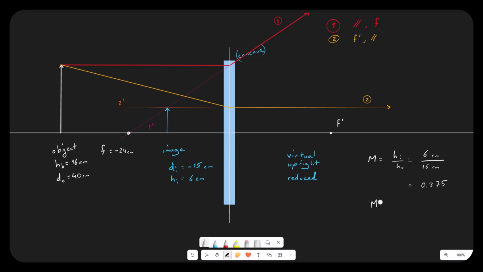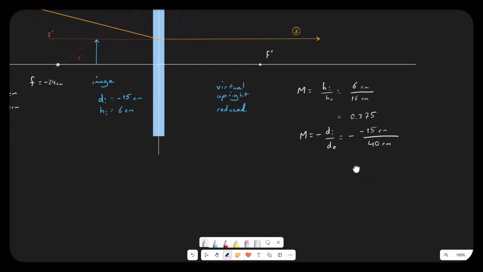I want to double check my magnification on distances, so I know I need a negative DI over DO. So I'm going to get a negative 15 over negative 40. Negatives cancel, so I'm left with 15 over 40. 15 over 40 reduces to 3 over 8, which is 0.375. So that checks out. That is the image formation by a concave lens when my object is outside the focal length.